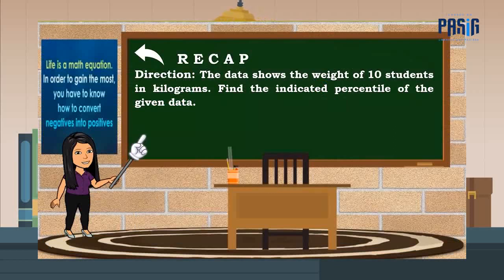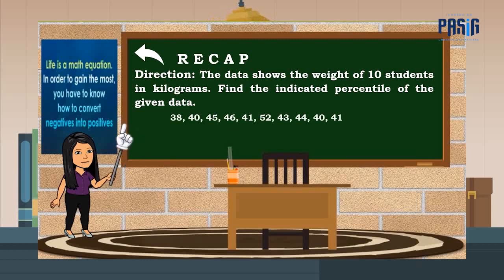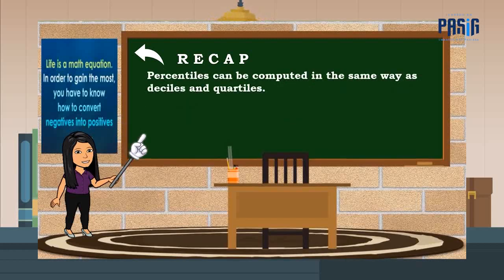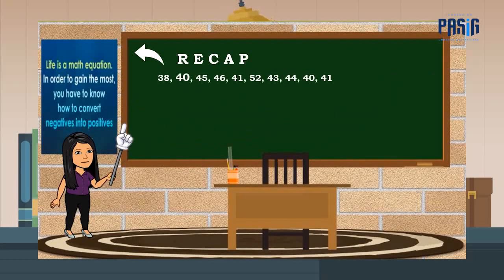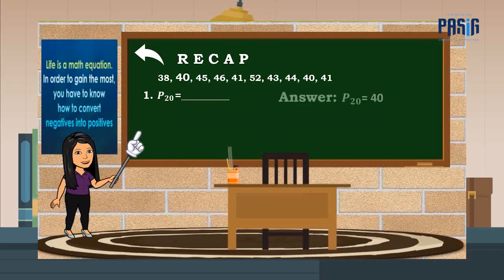Let us have now the recap of percentile of ungroup data. The data shows the weight of 10 students in kilograms. Find the indicated percentile of the given data. Here are the steps for you to recall. So, let us answer. Number 1. What is P sub 20 or the 20th percentile? Answer. P sub 20 is equal to 40.